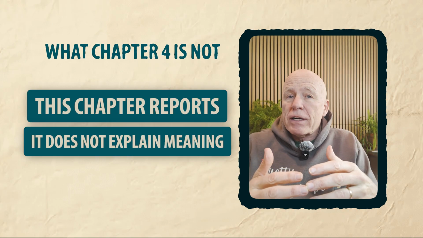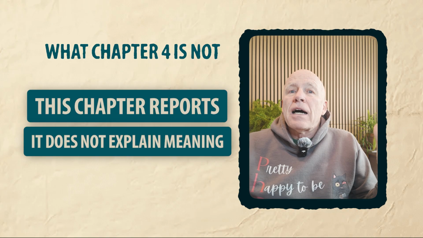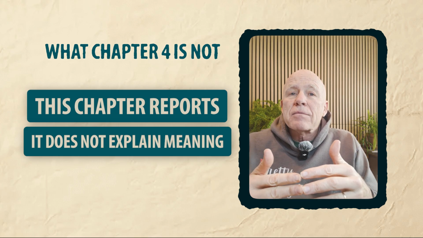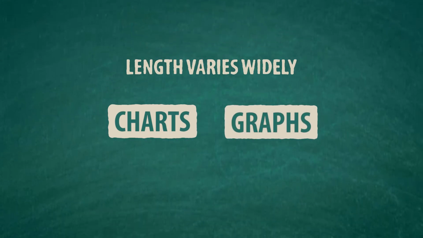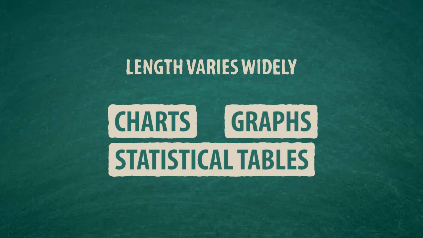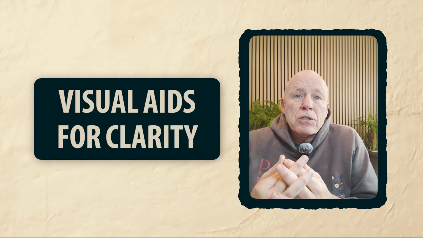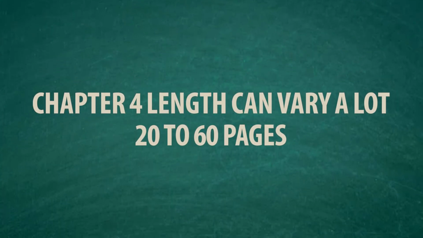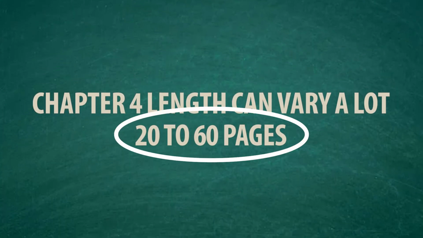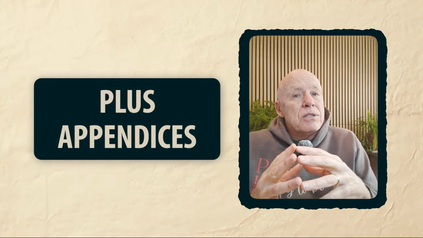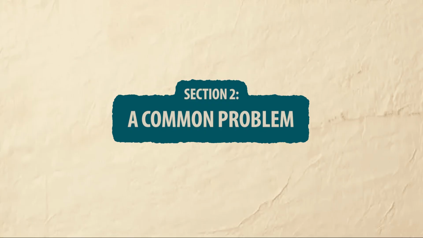And Chapter 4 can range in page length dramatically because many times there are charts and graphs and statistical tables that get put there to help the reader understand what you're doing. So I've seen Chapter 4 as short as maybe 20 pages and as long as maybe 60 pages with follow-up material in an appendix. So just be aware, you're reporting. That's why I think Chapter 4 can be the easiest.